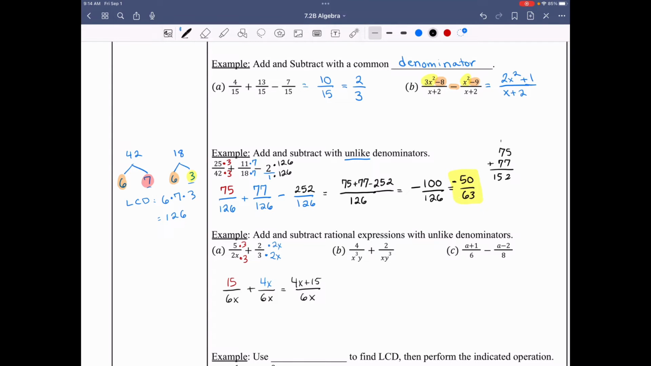See if you can do B in your groups, and then we'll come back and we'll do C together.